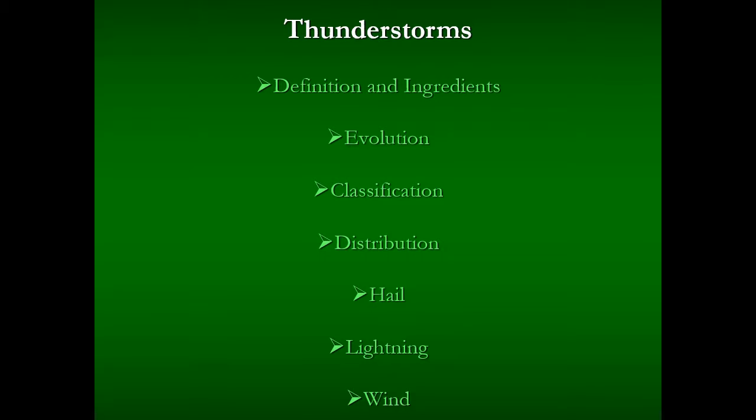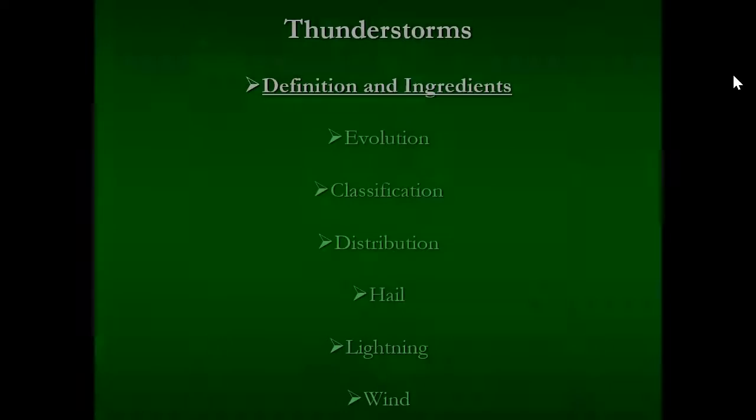So, we're going to talk about how they're defined, their ingredients. We'll look at how they evolve from beginning to end, look at how they're classified. There are different types out there, where they occur, and then we'll look at some of the hazards associated, such as hail and lightning and wind. So here we go with thunderstorms.